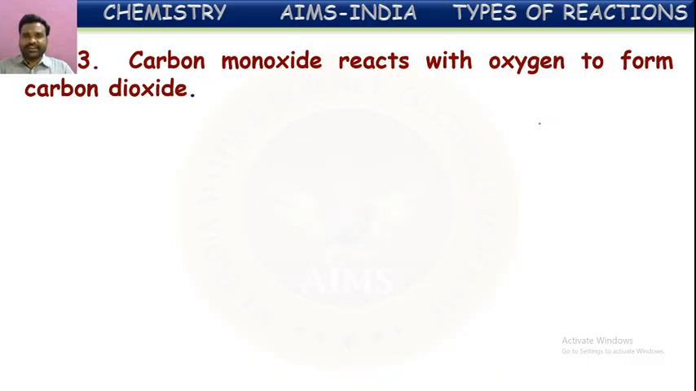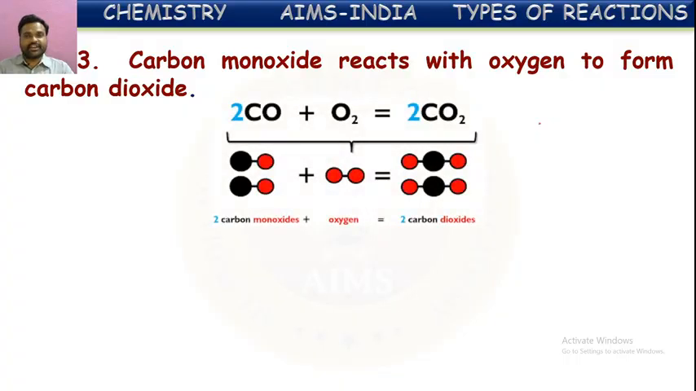Carbon monoxide reacts with oxygen to form carbon dioxide. So here we can see a reaction like this. Carbon monoxide is a compound. Oxygen is an element. Finally, they are forming a new compound, carbon dioxide. So what kind of combination reaction is it? The combination of a compound and an element to form a new compound.